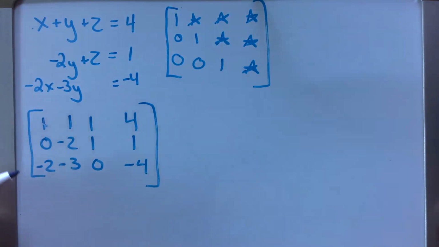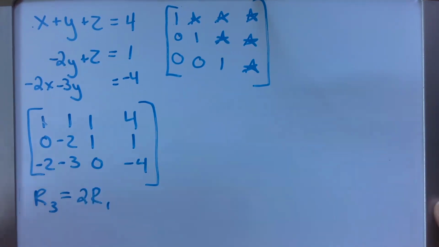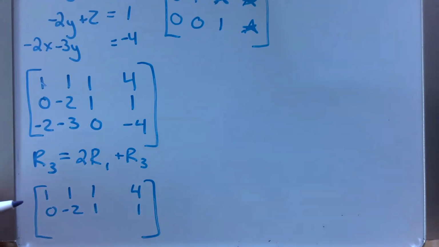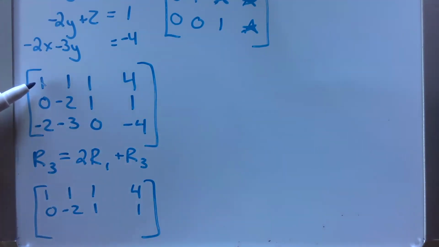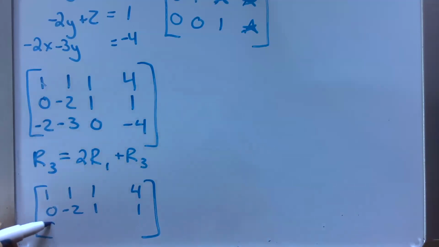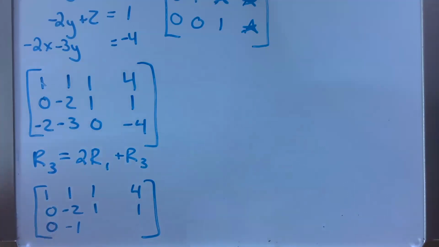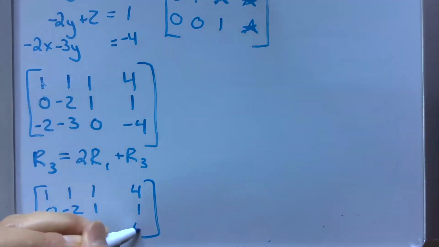So I'm going to give myself instructions. My new row 3 is going to equal 2 times my row 1 plus my row 3. I'm going to make a new matrix box, and we're going to execute on that. There's my row 1 and my row 2 repeated. Now here I'm going to create my new row 3 by following my own instructions. 2 times row 1, that's 2 times 1, plus -2, that gives me that 0 I was looking for. 2 times 1 is 2, plus -3 gives me -1. 2 times 2, that's 4, plus 0 gives me 4. 2 times 4, that's 8, plus -4 gives me 4.